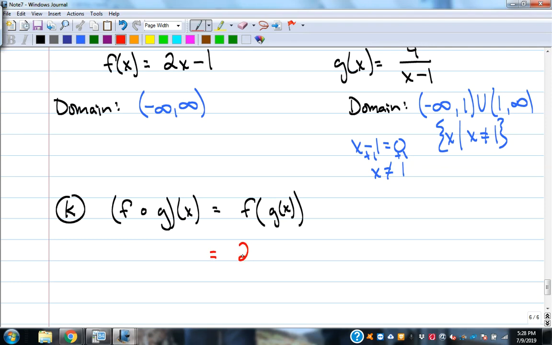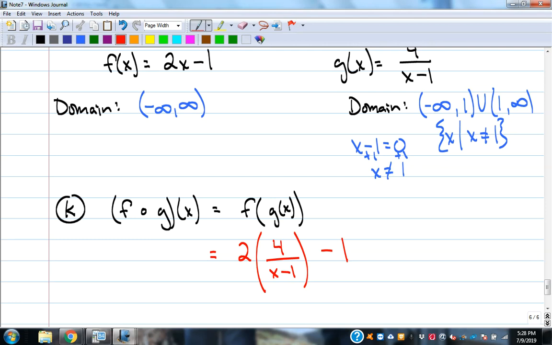So that's going to be 2. And instead of putting an X there, I'm going to put a set of parentheses and put 4 over X minus 1. And then there's a minus 1 on the outside. Okay. So I've taken the G of X function and I've picked it up and I've put it in the place of X in the F of X function.